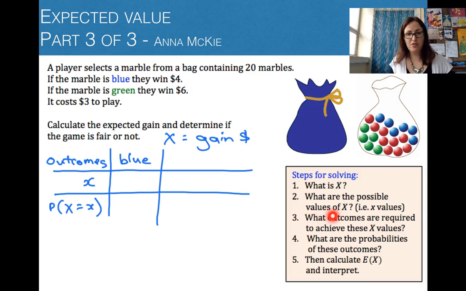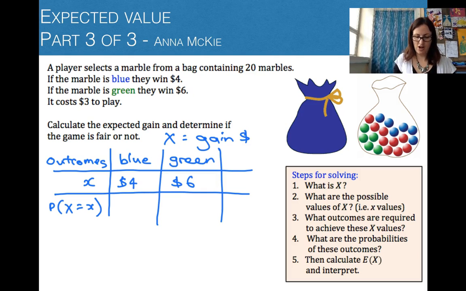And what are the possible values? So if we get that blue, what are we going to get? We're going to get $4. If we get green, we've got $6. Now I'm going to pretend I can't see this bag of marbles over here at the moment and show you what you might do if you didn't notice that either.